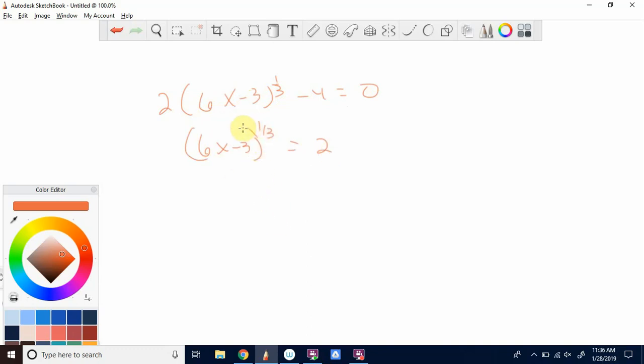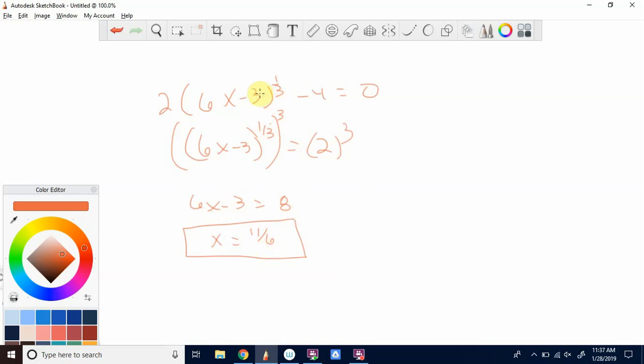Because it's to the 1/3, I can put it in the radical sign if I want, but I know I need to make this 1, so I need to raise it to the 3rd power because the reciprocal of 1/3 is 3, and 3 times 1/3 gives 1, so I have to cube this. So I get 6x minus 3 equals 2 cubed, which is 8. I'm going to add 3 and divide by 6. When I solve this, I get x equals 11/6. Again, I'm not doing the algebra here. I will do it in class if you need me to explain it.